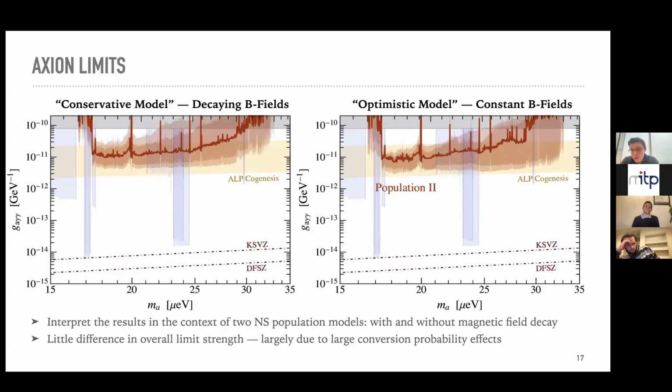And this largely has to do with the role of very large conversion probabilities modifying the flux density that's emitted by neutron stars. So even though these optimistic neutron stars might be expected to give very large conversion probabilities, they get hit to a similar degree by that effect, and ultimately have very similar limits as in the decaying B field scenario.